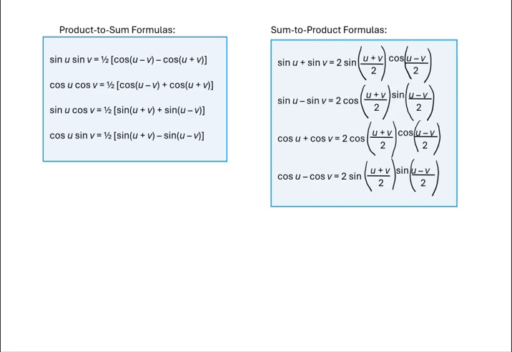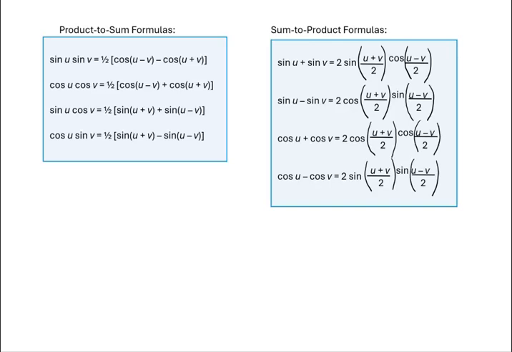We are going to look at the product to sum formulas and the sum to product formulas for trigonometric functions. The product to sum formulas can be verified using the sum and difference formulas from the previous section, and then the sum to product formulas are the reverse of the product to sum, and those are proven in the Appendix C section of your book, if you'd like to look at it.